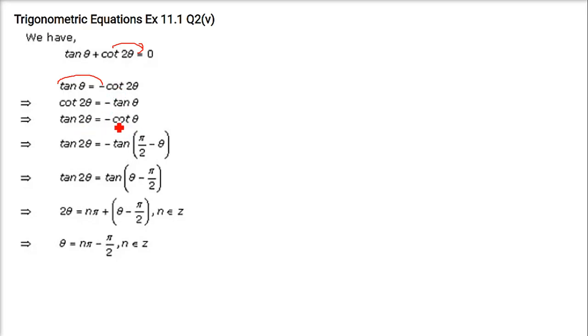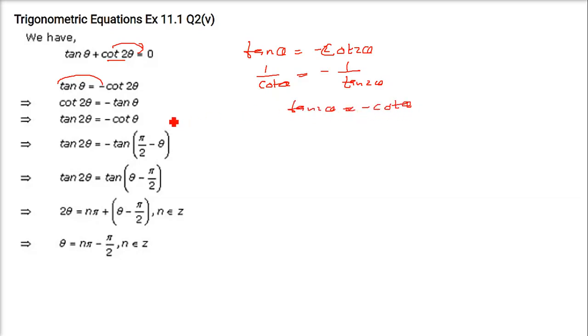Why did we write this? Because we want to convert this to tan theta. I'll just show you. Tan theta is equal to minus cot 2 theta. Now this can be written as minus 1 by tan 2 theta, and this can be written as cot theta. So you have tan 2 theta equal to minus cot theta. That's what we have written here.